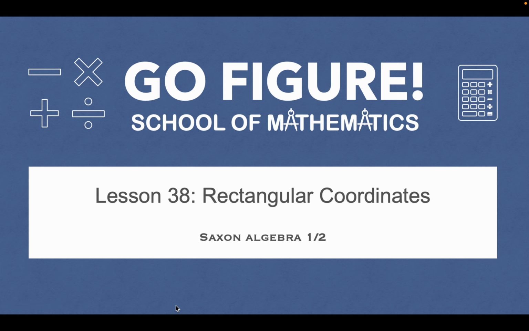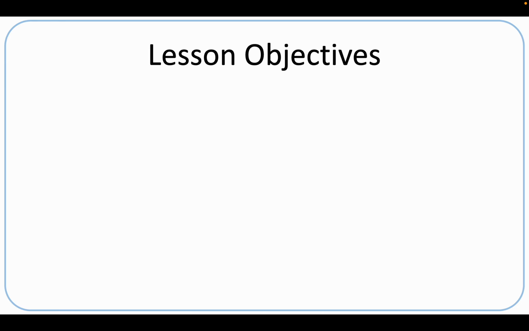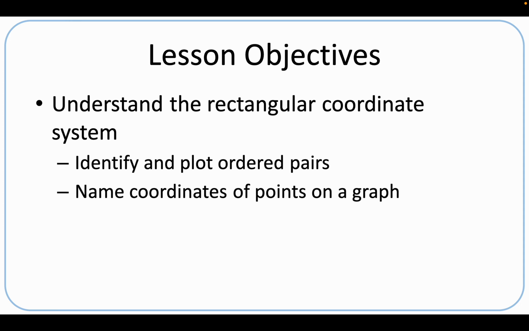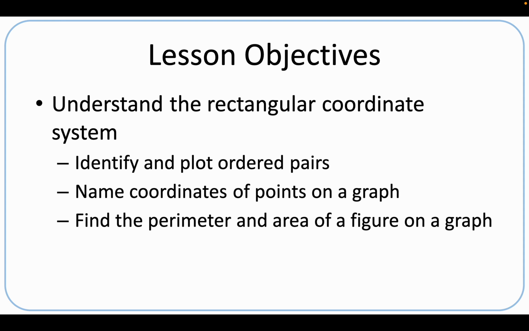Today we're on lesson 38 of Saxon Algebra Half, rectangular coordinates. Our lesson objectives are to understand the rectangular coordinate system. We're going to identify and plot ordered pairs, name coordinates of points on a graph, and find the perimeter and area of a figure on a graph.